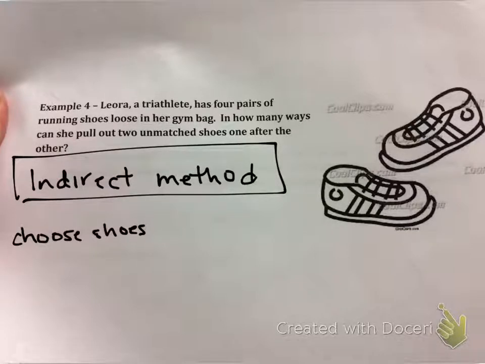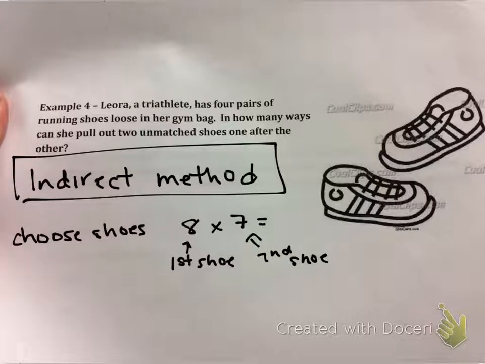Yep, 8, right. There's 4 pairs, so there are 8 shoes in the bag. So this is the first shoe. Once she's picked a shoe out of the bag, how many shoes can she pick? 7. So 8 times 7 is 56. So there are 56 total ways for her to pick shoes out of the bag.